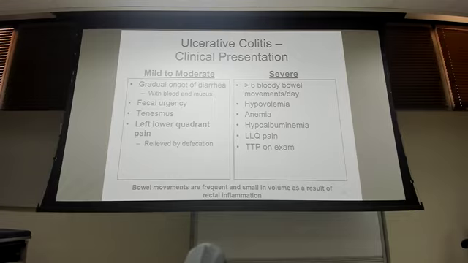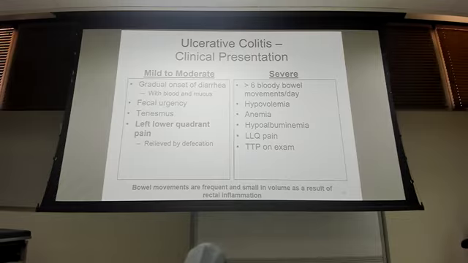For mild to moderate disease in UC, we're going to say gradual onset of diarrhea with blood and mucus. They have that urgency and they have tenesmus. Usually left lower quadrant pain, different from Crohn's, which is usually right lower quadrant because of where it's usually at in the terminal ileum. With our mild to moderate UC, a lot of times that left lower quadrant pain is going to be relieved when they defecate.